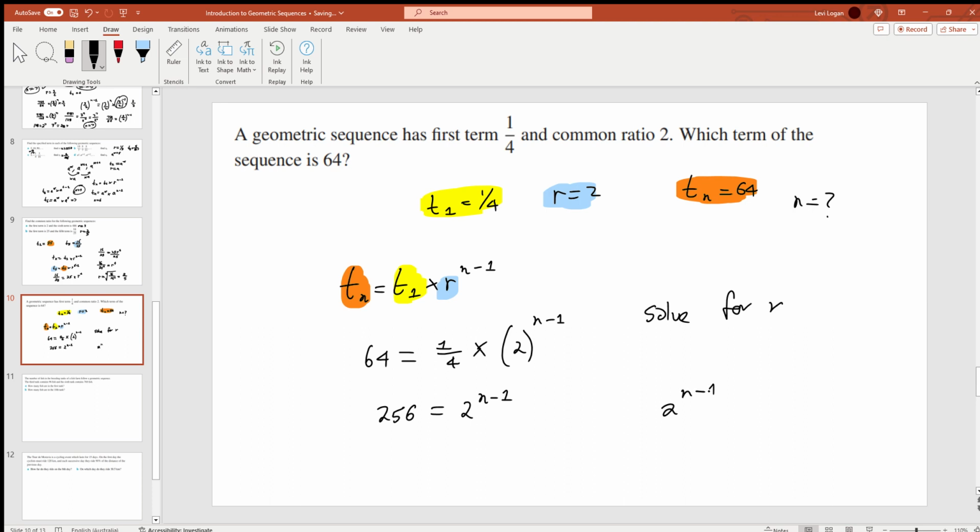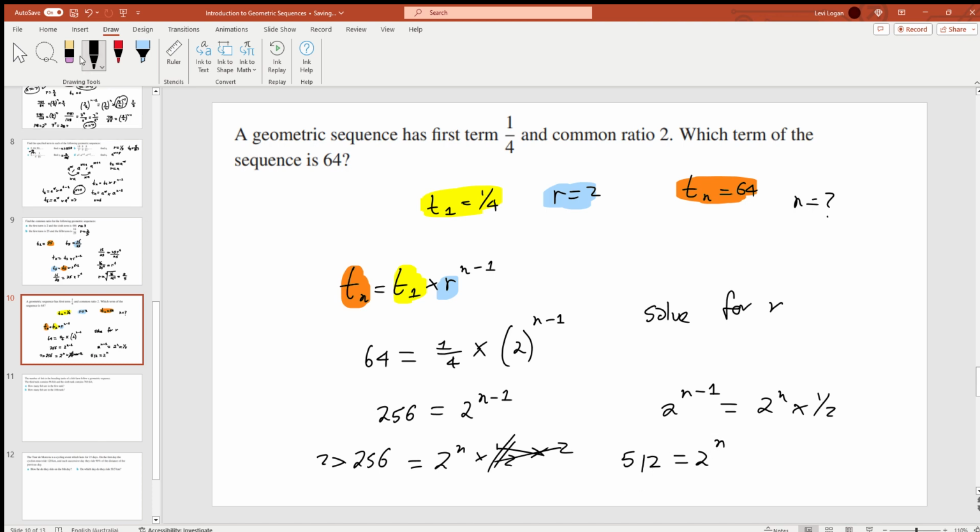2 to the n minus 1 is the same as 2 to the n times a half. So I'll have 256 equals 2 to the n times a half. If I times by 2, it'll cancel that side out, and times by 2 over here it doubles that side. So 2 times 256 is 512 equals 2 to the n.